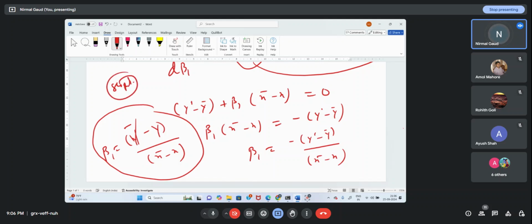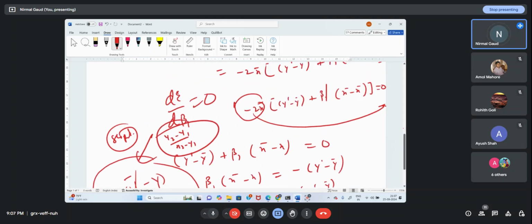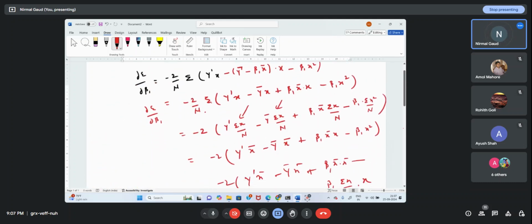Slope is this thing only, na? Y2 minus y1 upon x2 minus x1. I think slope can be written in this particular format only. So here it is like y bar minus y upon x bar minus x. That's the slope. And if I put the value of slope, beta 1, in the equation, I can get the value of beta naught. Okay, so let me rewind what happened.